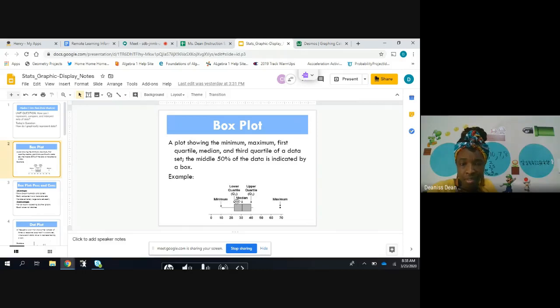From the minimum to Q1, that's the first 25%. From Q1 to the median, that's the second 25%. The median to Q3, that's the third 25%. And then Q3 to the maximum, that's the last 25%. All right, so the middle part of our data is there.